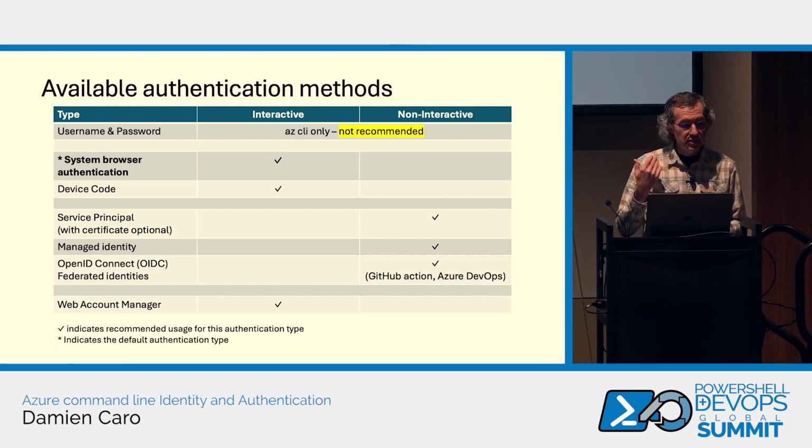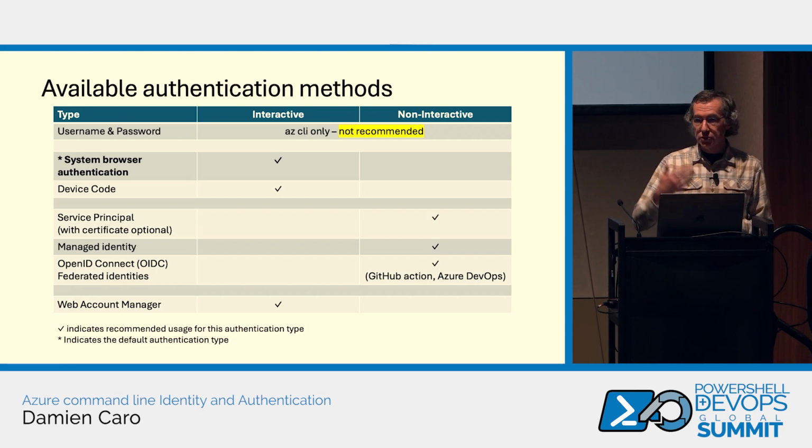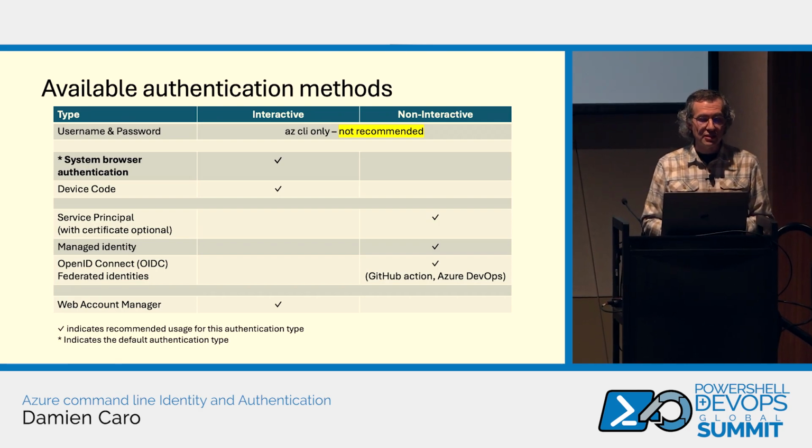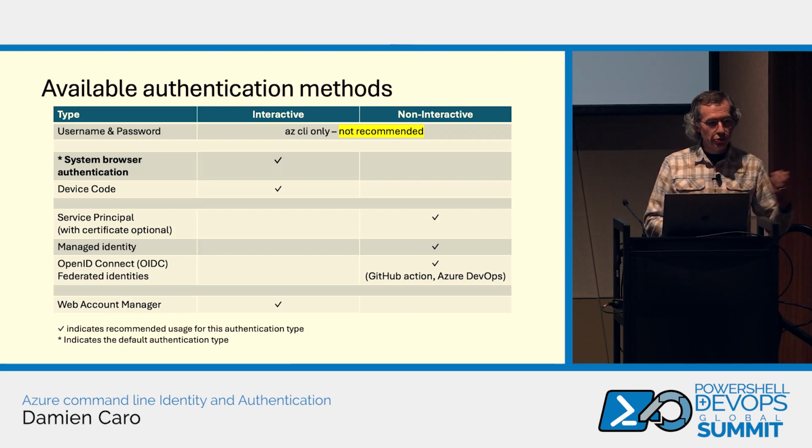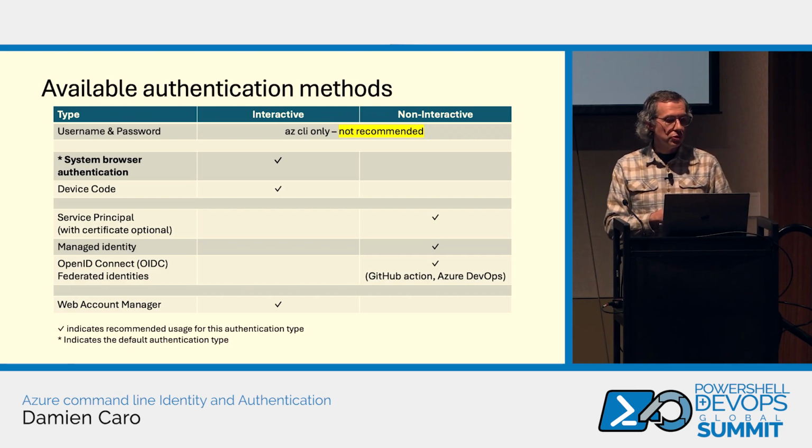Interactive use today, this is the system browser authentication flow, the one you've seen, the one you're using on a day-to-day basis. You can also use device code flow in case you don't have a system browser. If you're running in a Docker container, or whatever headless environment, and you want to be authenticated, you use the device flow.